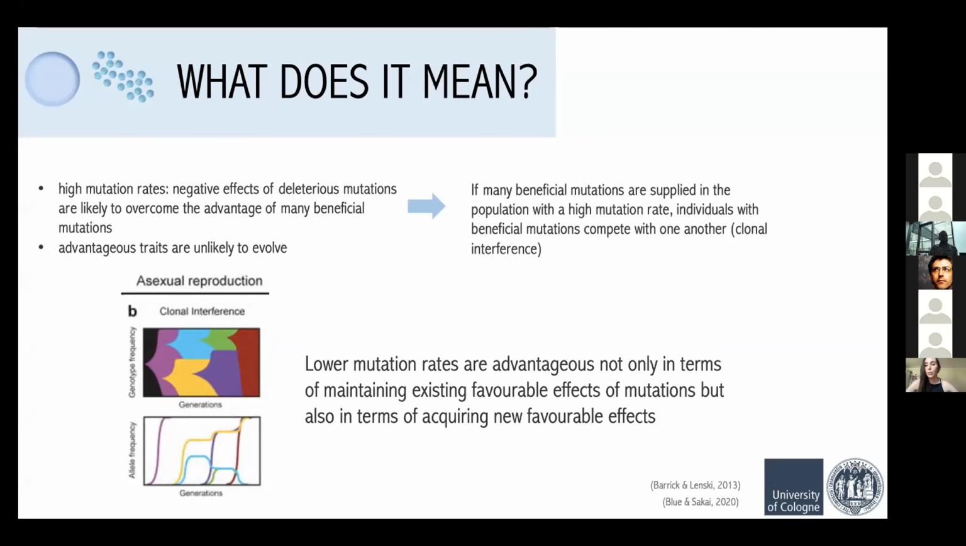Also, a process known as clonal interference can occur, which is that if many beneficial mutations are occurring in a population, then those individuals that have them would be competing against each other. This means that these beneficial traits will not be fixed as fast as they could have been in a sexually reproducing population, as we can see on this image on the left. So in general, we could say that lower mutation rates are advantageous not only in terms of maintaining existing favorable effects, but also in acquiring new ones.